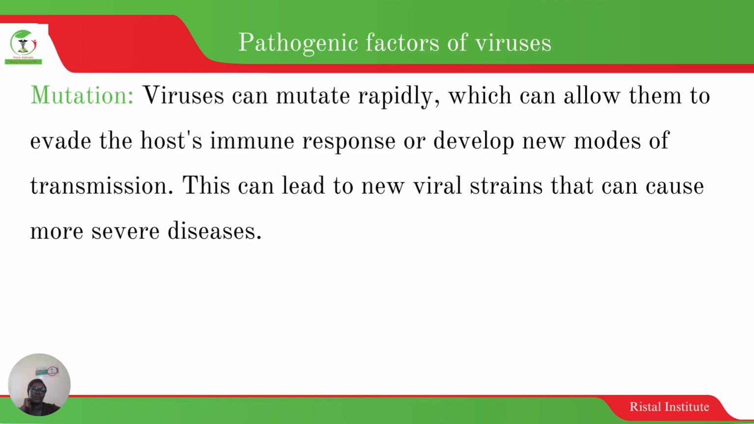Mutation. Viruses can mutate rapidly. When the viruses mutate rapidly, this can allow them to evade the host's immune response or develop new modes of transmission. This can also lead to new strains that can cause more severe diseases. For example, in the COVID pandemic, remember there was a certain time whereby they were saying that there are new strains of COVID virus that have mutated, and they were saying that those strains were much stronger than the old ones. So it meant that the virus had undergone what? Mutation, meaning that the virus had changed its genetic makeup.